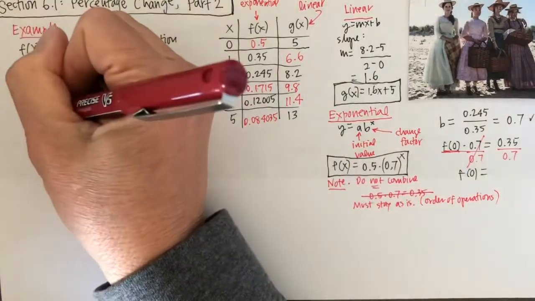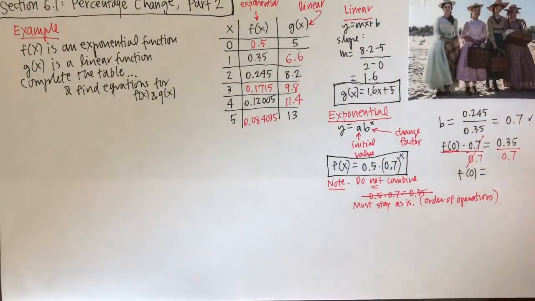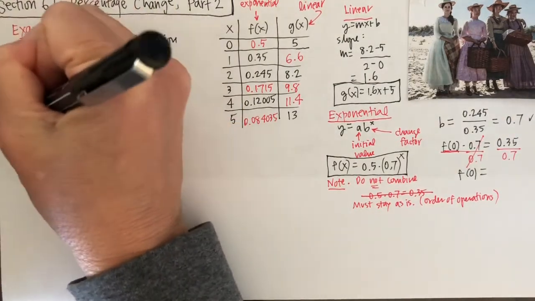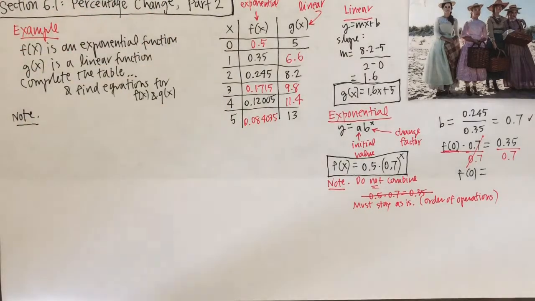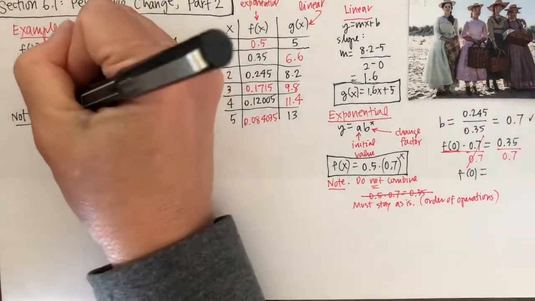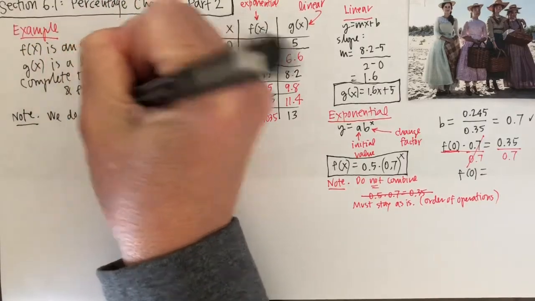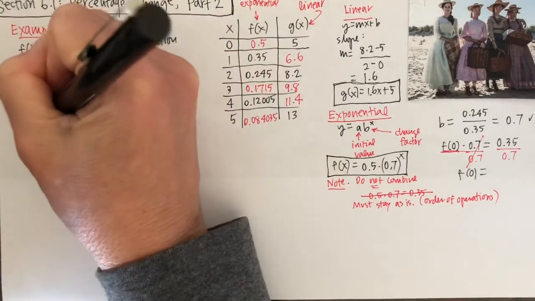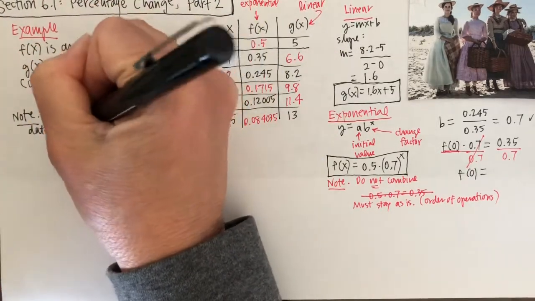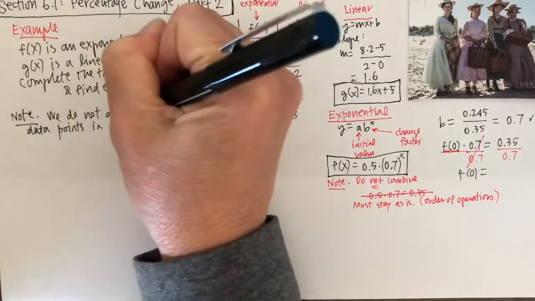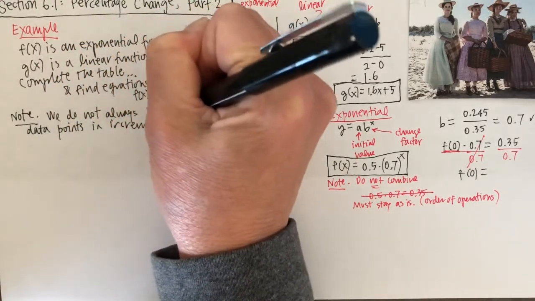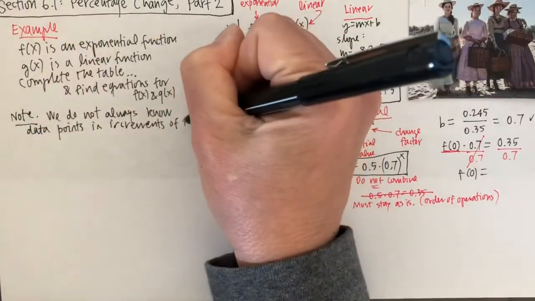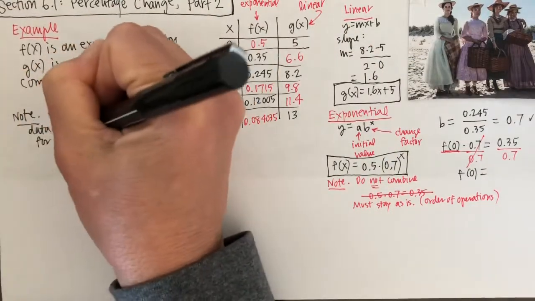Before we do the next example, I want to make an important note. We do not always know data points in increments of 1 for the x value.